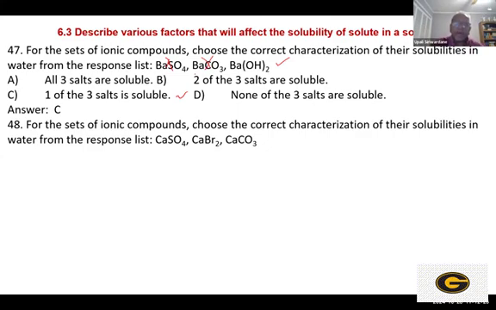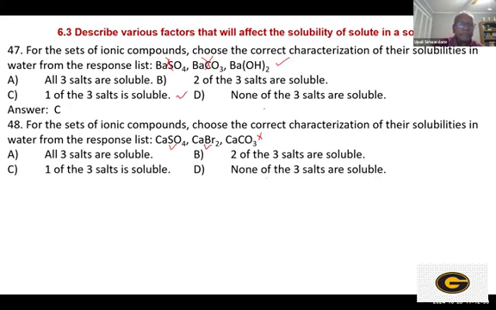For a set of ionic compounds, choose the correct characterization of their solubilities in water. This is soluble, sulfate. This is soluble. This is not. You check on the solubility rules. Therefore, B is the correct answer. This is 2. 2 are soluble.